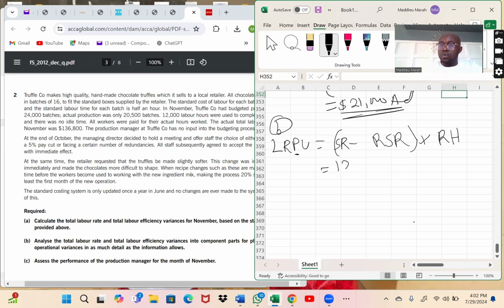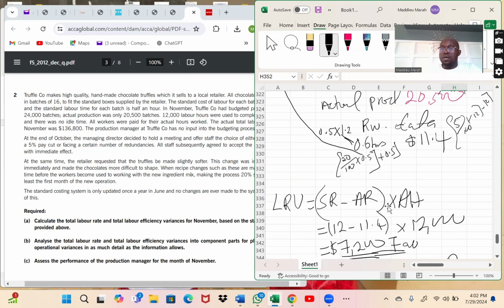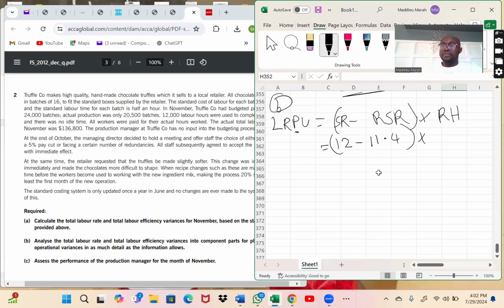Our standard rate is 12. Revised standard rate is 11.4. What's our revised hours? Our revised hour is 0.6. So it's 0.6 multiplied by actual production of 2,500. This gives 12,300.